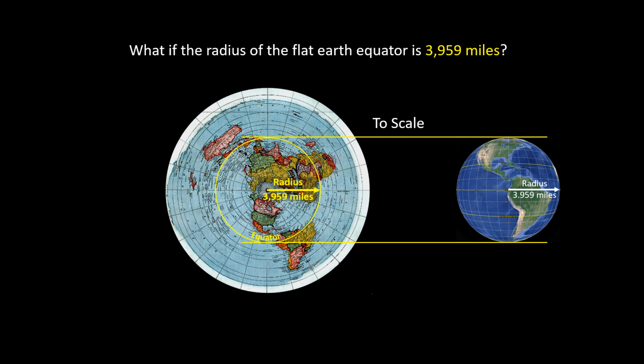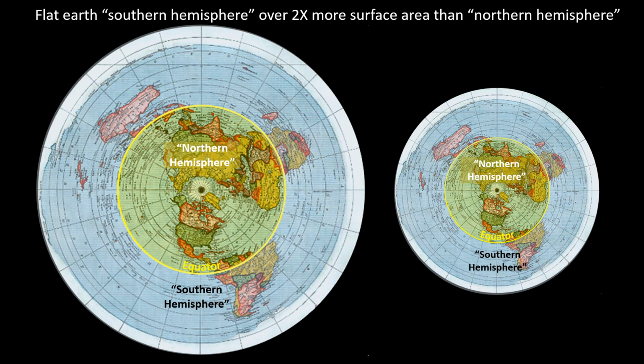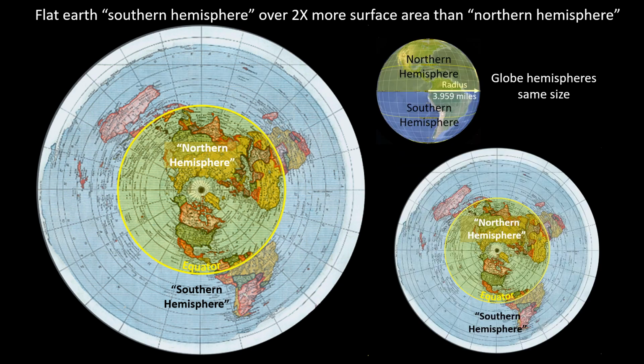Of course, Nathan might come up with the excuse that the flat Earth equator is only 3,959 miles without realizing that this would mean that suddenly all north-south distances on the flat Earth are about a third less in length than they actually are. Of course, it really doesn't matter what the radius of the flat Earth equator is, because in all cases, the southern hemisphere is going to have over 2 times more surface area than the northern hemisphere. Or do they call them hemiplanes? Well, whatever. Now, since the hemispheres of the globe are of the same size, the same question comes up. How would it be possible to hide this size difference?